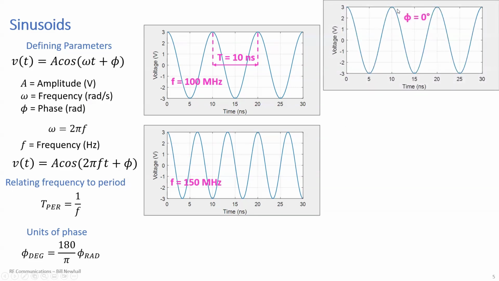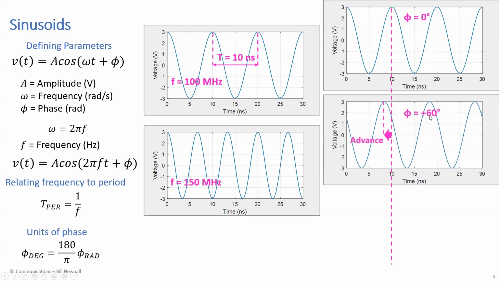So a phase of 0 degrees would look like this. This is a cosine with 0 degree phase. You can tell because at time 0 you have the peak. Cosine has a peak at time 0 when it has 0 phase. If you have a positive phase, let's say a phase of 60 degrees, so phi equals plus 60, that's actually the advance of a waveform. So if you look at the baseline waveform with 0 degrees, the peak is going to happen a little early.